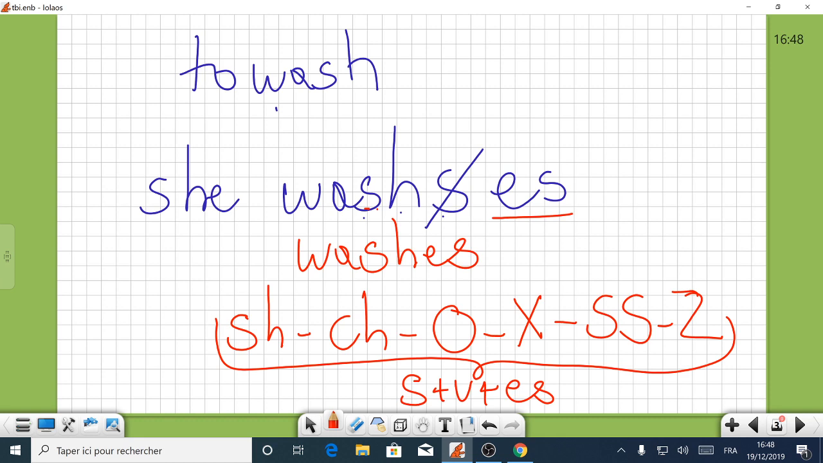We can't write s here because we have s and another h here, and it is difficult to pronounce. That's why we write es. So wash, washes. What do we say? Washes. What do we add? Es. Where? When we have endings of verbs like that: sh, ch, o, x, double s, z. Of course, when we have all these endings, what do we add? We have subject plus verb plus es.